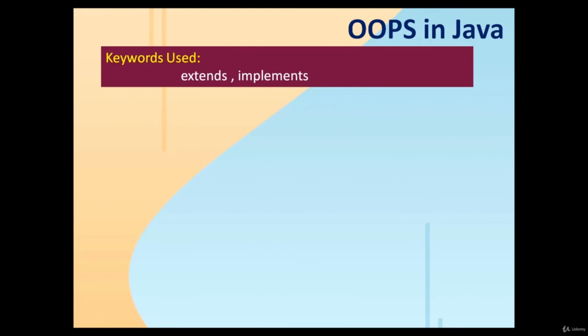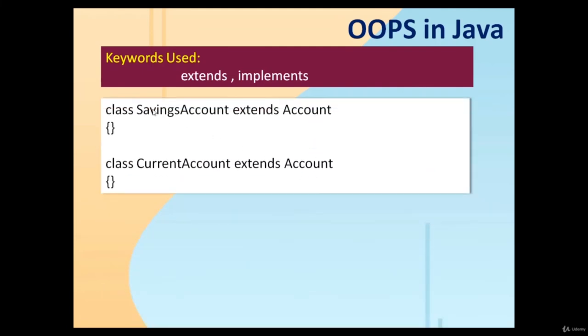Now, what are the keywords used for inheritance? One is extends and the other one is implements. The implements keyword we will discuss in the coming lessons. Here, class SavingsAccount extends Account, or CurrentAccount extends Account. Implements is used with interfaces, which we'll talk about in the coming lessons.